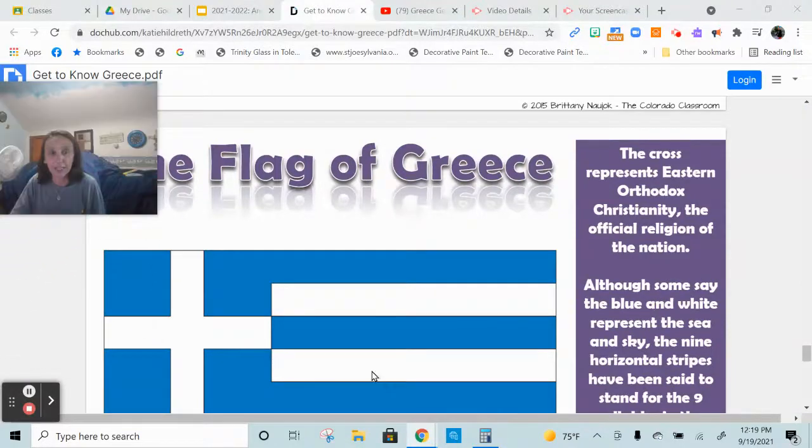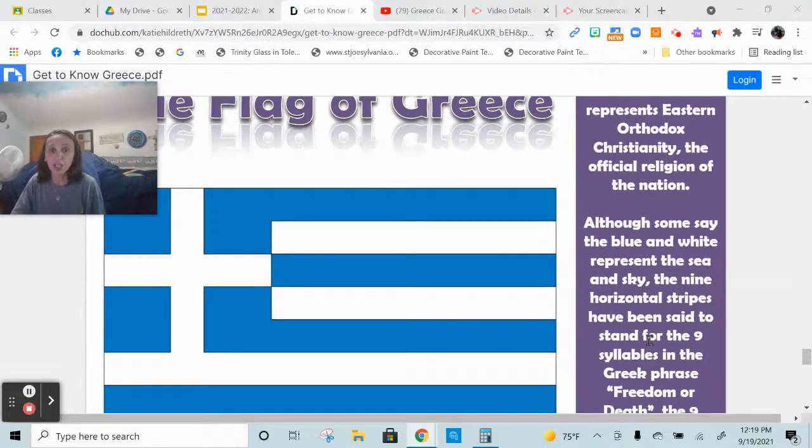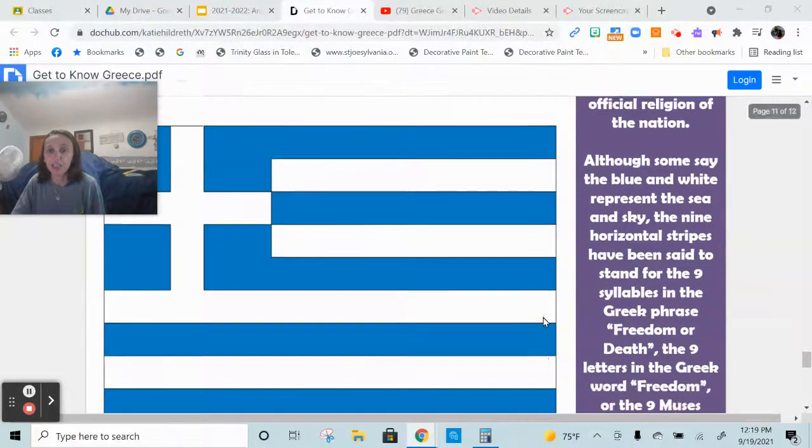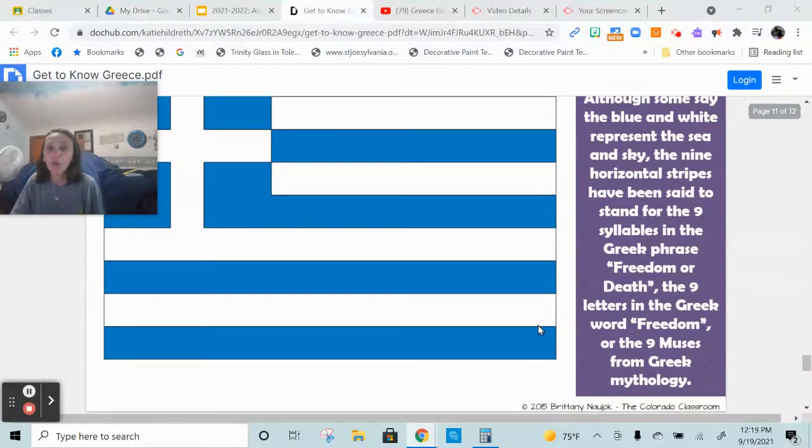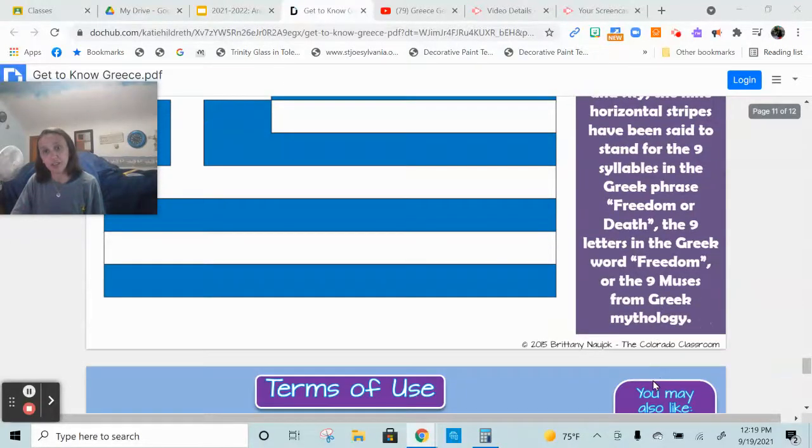Okay, I'm going to try to get out of the way. The cross represents Eastern Orthodox Christianity, the official religion of the nation. Although some say the blue and white represents the sea and the sky, the 9 horizontal stripes have been said to stand for the 9 syllables in the Greek phrase freedom or death, the 9 letters in the Greek word freedom, or the 9 muses from Greek mythology.